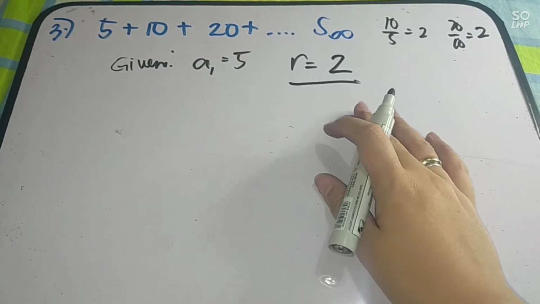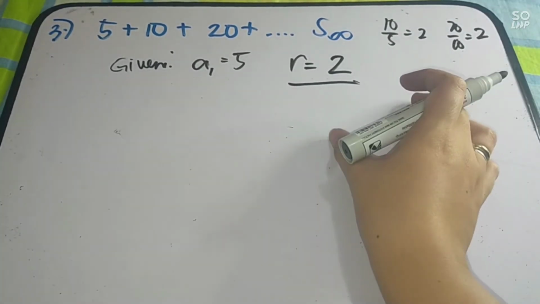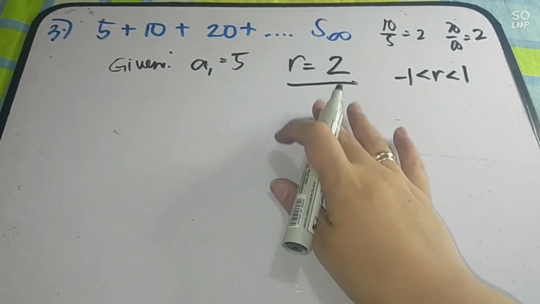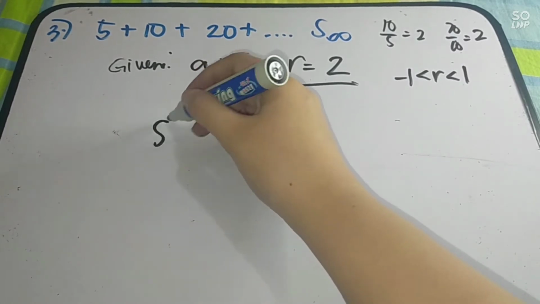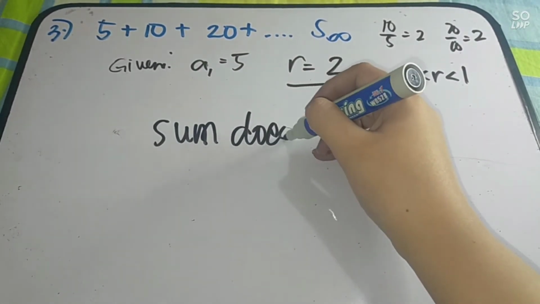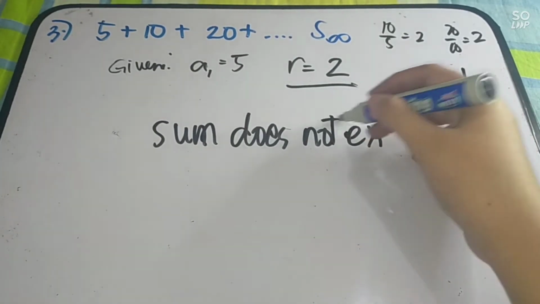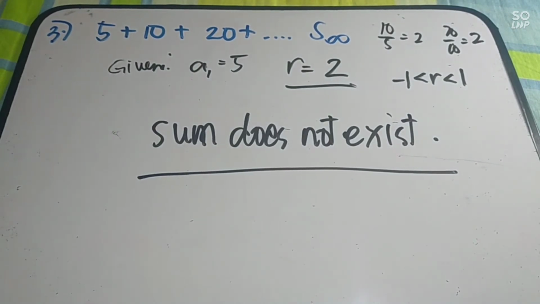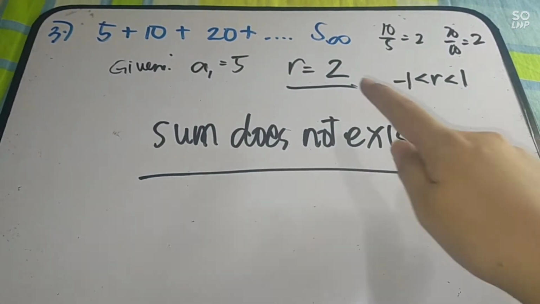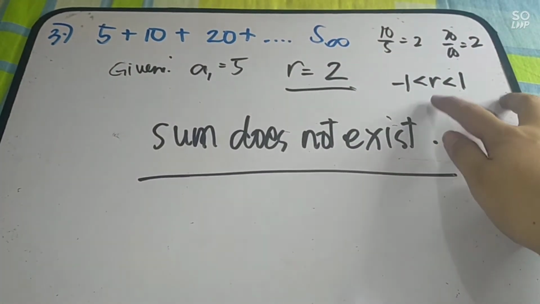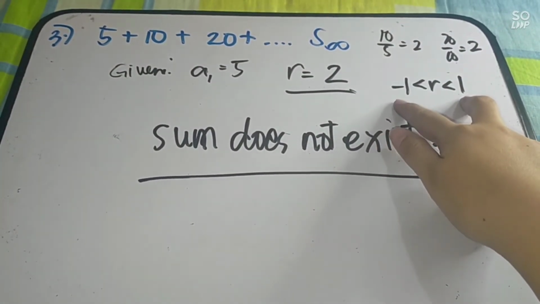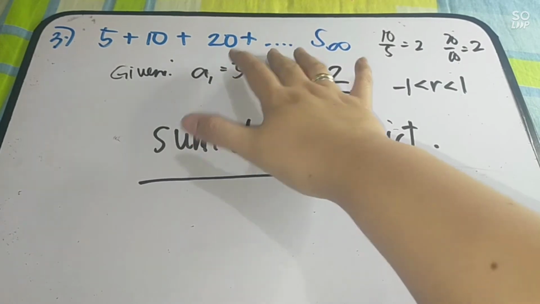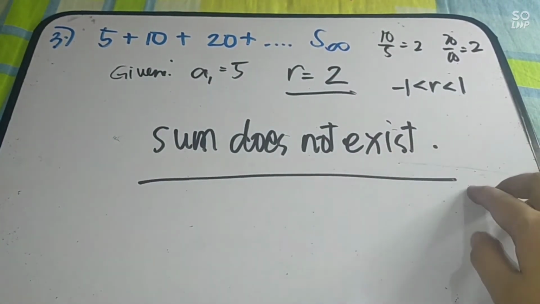Since your common ratio is greater than 1, hindi siya in between sa negative 1 and 1, means the sum does not exist. Okay? So, hindi mo siya pwede nang isolve. Hindi mo masosolve ang kanyang infinity dahil the condition kailangan po siya ay nakapaloob sa negative 1 and 1 only. Is it clear? So, therefore, this series, the sum does not exist.